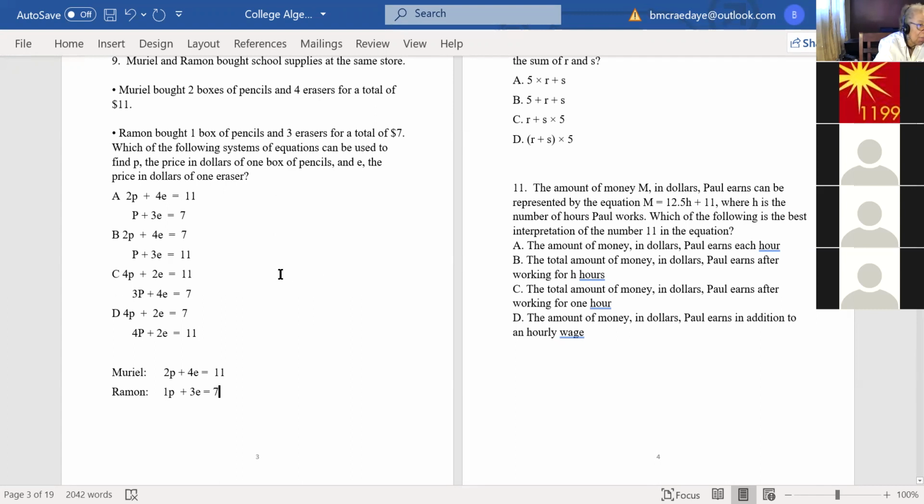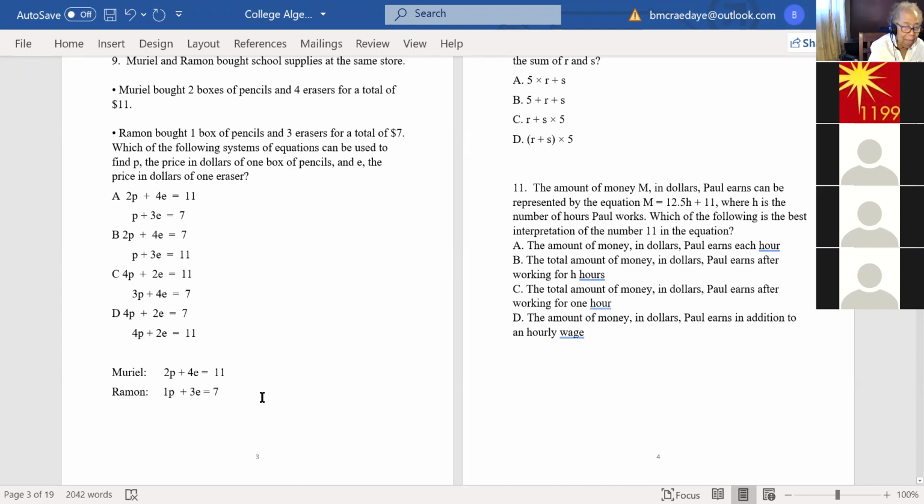I'm sorry, I think I gave you the wrong letters. These should be little p's, all of them. It's kind of confusing because P is always the pencil price. Okay, let's make this p, and this is p. So 1P is really the same as p, right? Now you see Muriel's equation, you see Raymond's equation, 1P is the same as p.